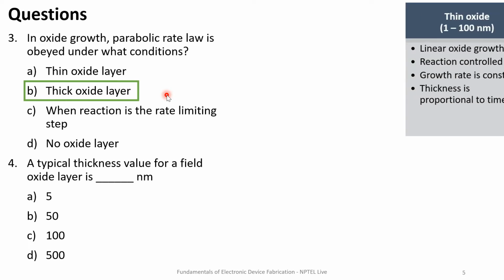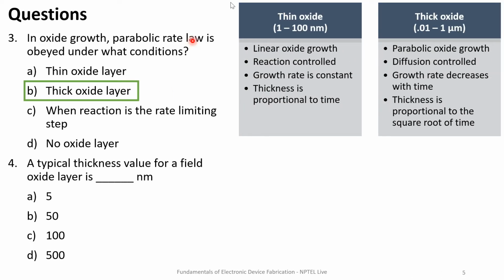So thick oxide layer. Why is that? Thin oxide layer, as we have already seen, is given by linear oxide growth. And in case of thick oxide, it is parabolic oxide growth. Reaction is the rate limiting step in case of thin oxide. It is not the case for thick oxide. So the option will be B.